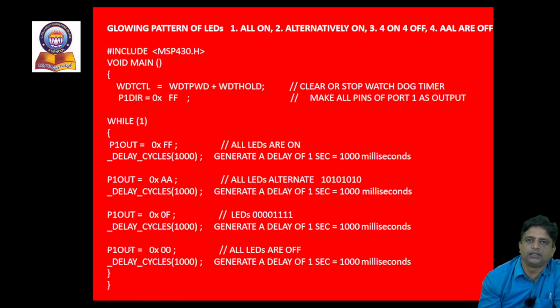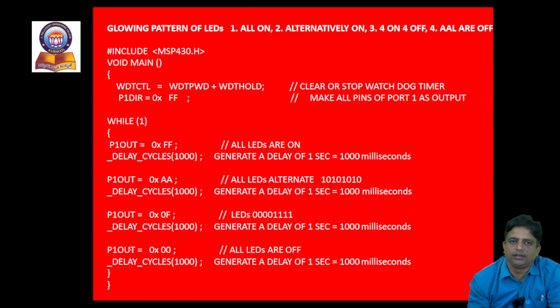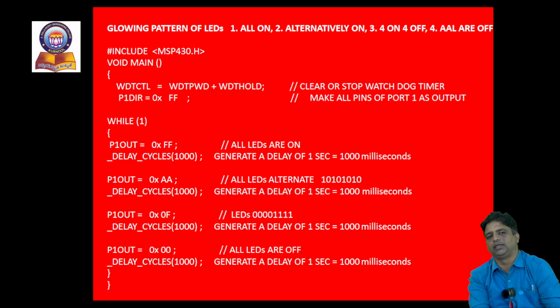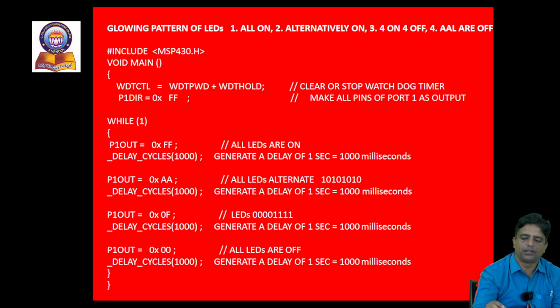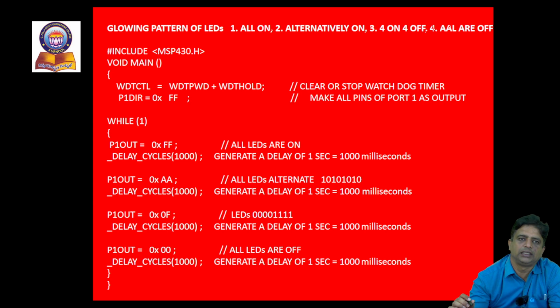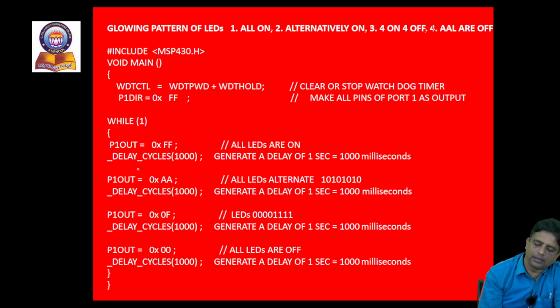Now, in continuation, we were going like this. Slowly, we increase the count of LEDs. So far we worked on 1, then 2, then we shall see what to do if we operate 8 LEDs. The program glows all the LEDs at once, then alternatively glows the LEDs. The third case is 4 LEDs on and 4 LEDs off. The last case is all the LEDs off. Different patterns could be generated based on our requirement.